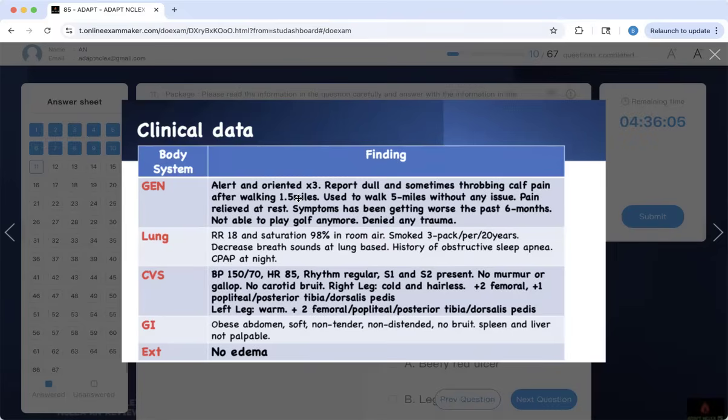Do you have hypertension? I don't know. Because of your sleep apnea, what are the heart exams? S1, S2 is present. It's normal. There's no murmur, right? Sometimes they'll give you so much information that is normal.